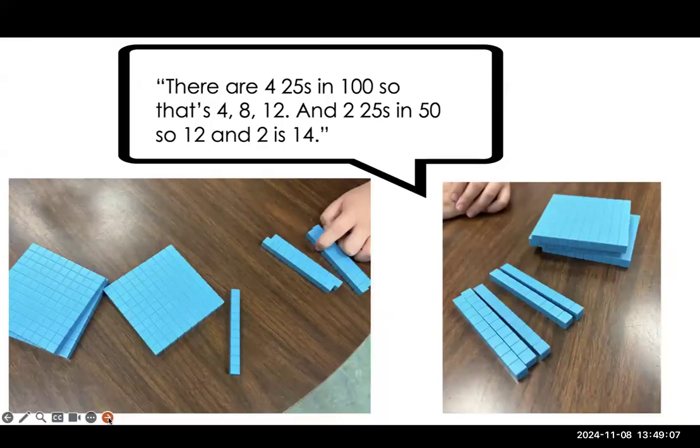Here's an example for a student who used concrete materials to directly model this. So he built 350 with the base 10 blocks, so 3 hundreds and 5 tens. And I said, so how many boxes are there? How are you going to divide this by 25? And he said, well, there's 4 25s in 100. And he's looking at the 100 square, kind of like 4 quadrants. So there's 4 boxes in each one. So that's 4, 8, 12. And then I've got 50, there's 2 25s in 50, so that's 2 more. So 12 and 2 is 14.